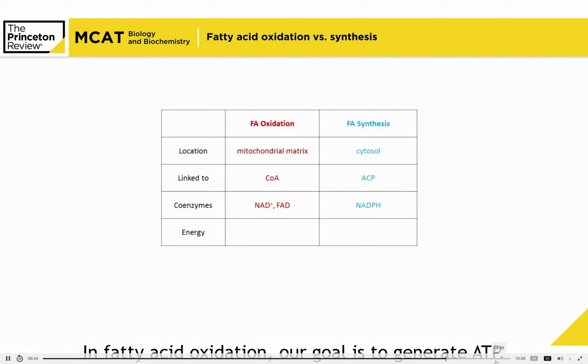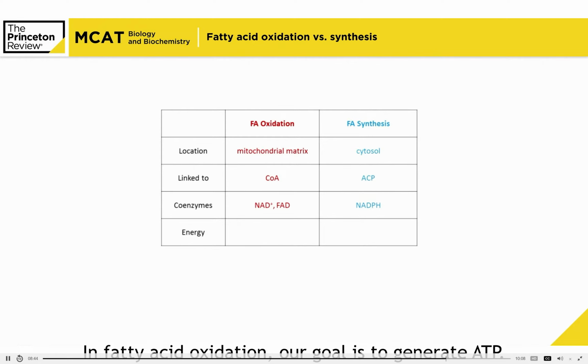In fatty acid oxidation, our goal is to generate ATP. The guys who are going to be reduced are NAD and FAD to produce NADH and FADH2, and ATP to initiate the action. The guy who gets oxidized is NADPH. He's going to be oxidized to NADP.